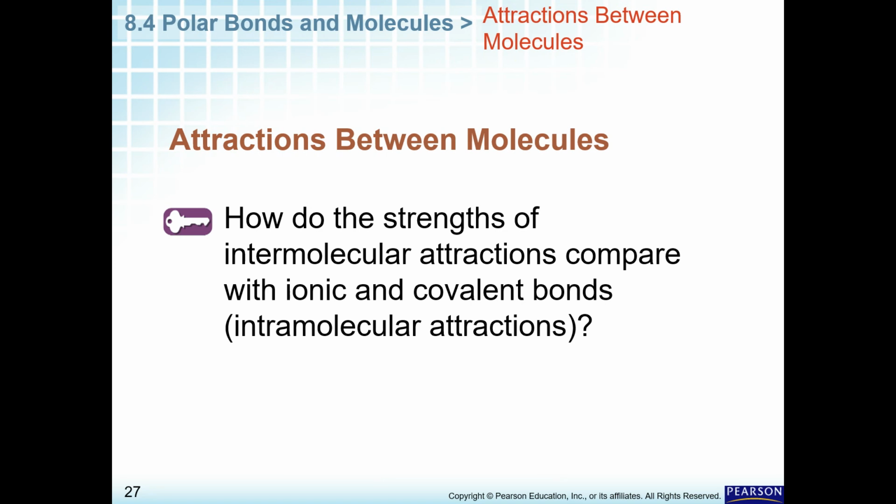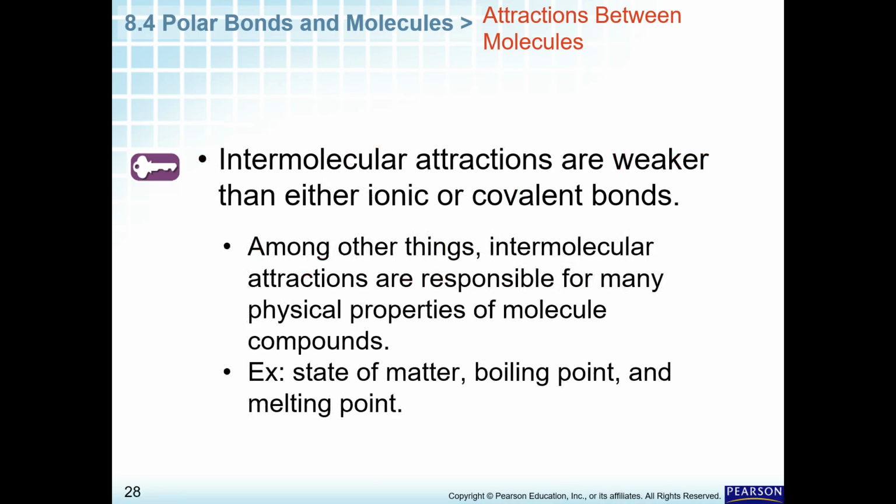So our key question we're going to ask is, how do the strengths of intermolecular attractions compare to intramolecular attractions? Remember, intramolecular attractions are ionic and covalent or metallic. What we're going to notice is that intermolecular attractions are weaker than both ionic and covalent. But the reason we talk about them is because they are responsible for a lot of physical properties that we see within molecular compounds, such as what state of matter does it take, the boiling point, and melting point.